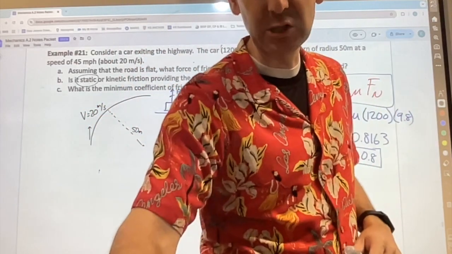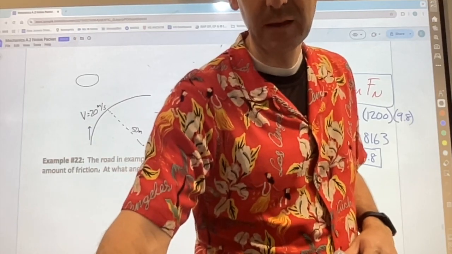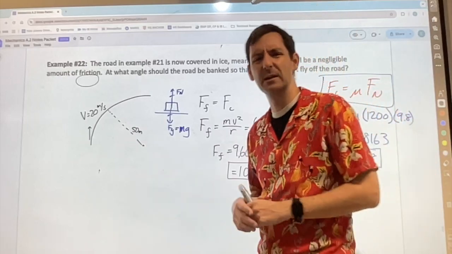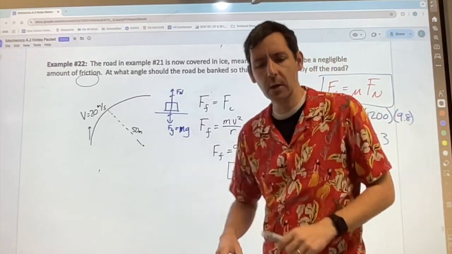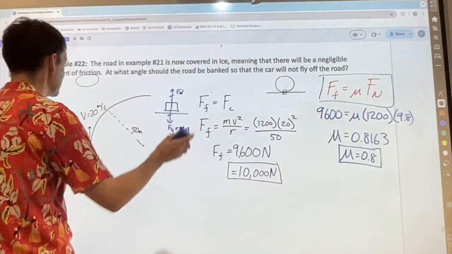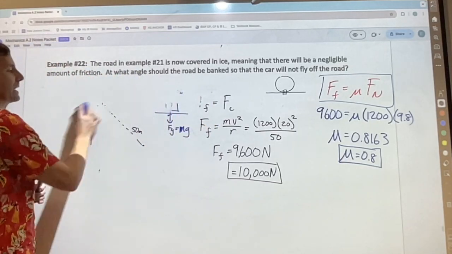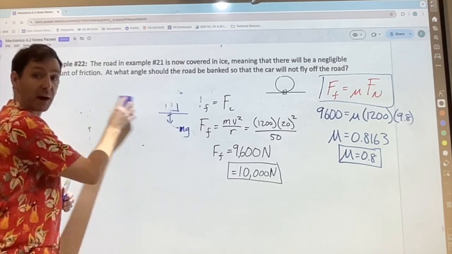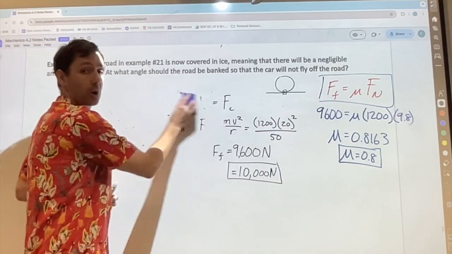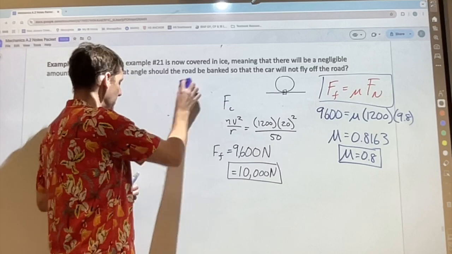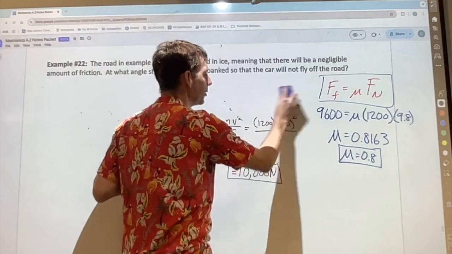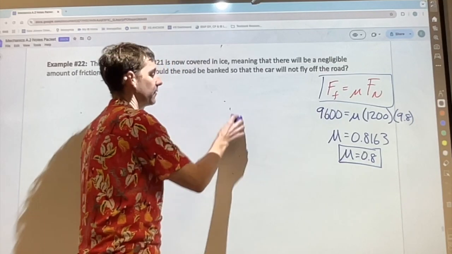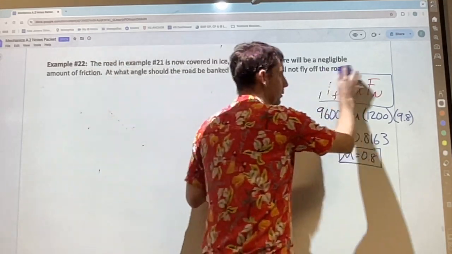We're almost done. I do want to look at example number 22 here. The numbers might be different in your notepad. The number of the example is not important. What is important is the concepts, obviously. So the road in example 21, so same road here, so I am erasing it, but you can always look back up at the previous question. You can always rewind the video if you need to. So same road, but now it's covered in ice. Because it's covered in ice, there's negligible friction.